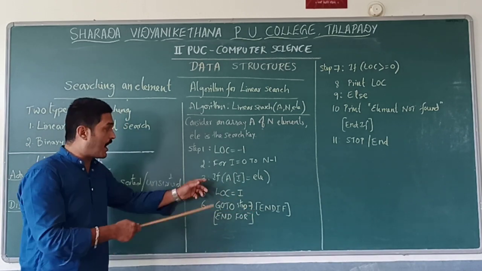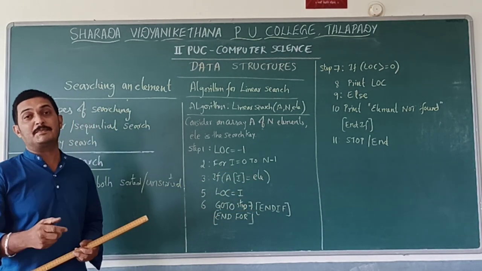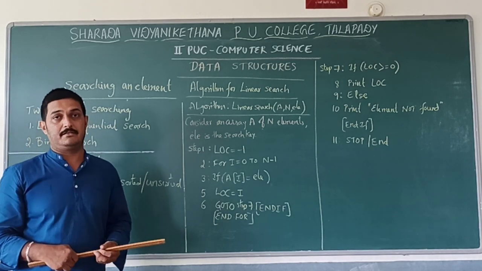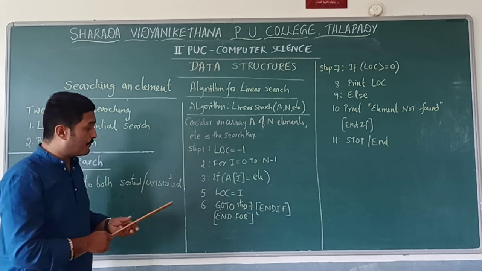Step number 7 means out of this for statement. In C++ programming language we can use break. So what do you mean by break? Break is to come out of the loop.